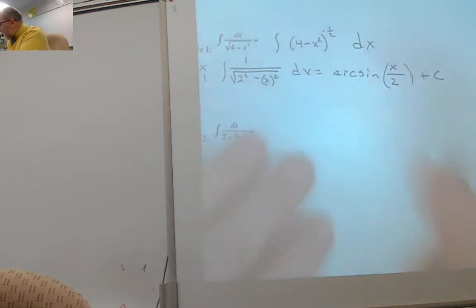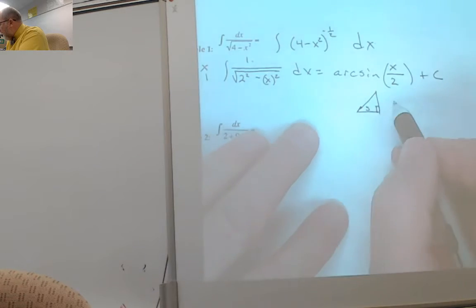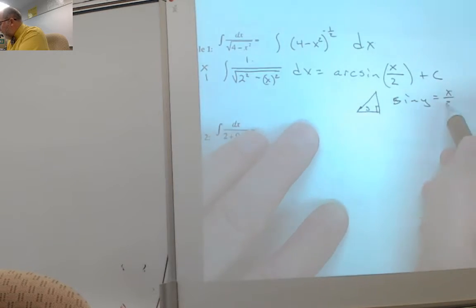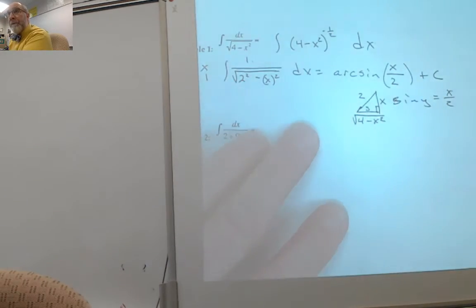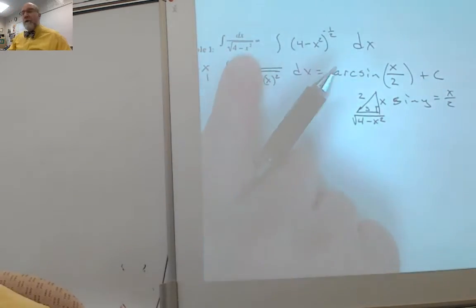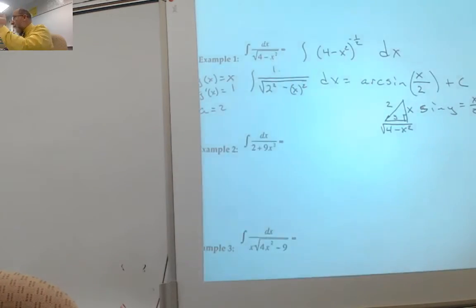I'm going to check. How can I check? Well, I'm going to make a little right triangle. I'm going to call this angle y. I'm going to say that the sine of y equals x over 2. This is going to be x. This is going to be 2. I'm going to apply the Pythagorean theorem. I'm going to get the square root of 4 minus x squared, correct? Is that in my integral? It is. So I solved it correctly.